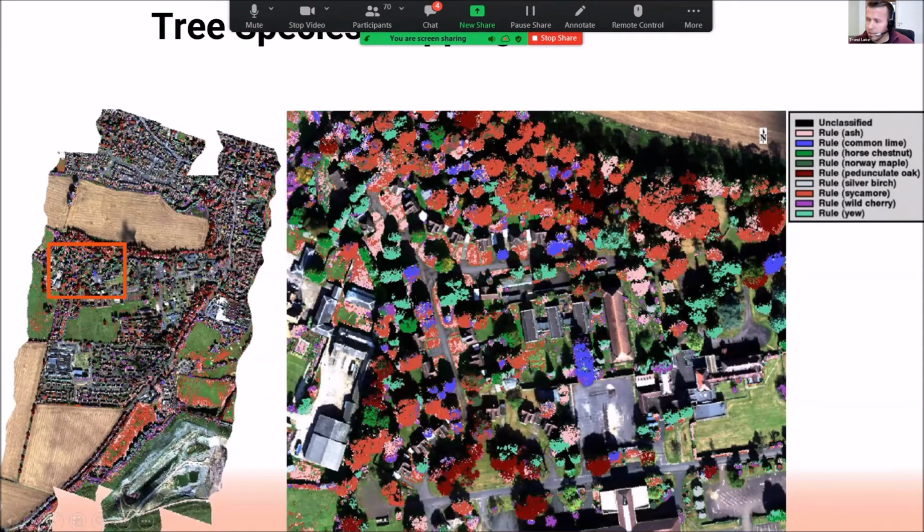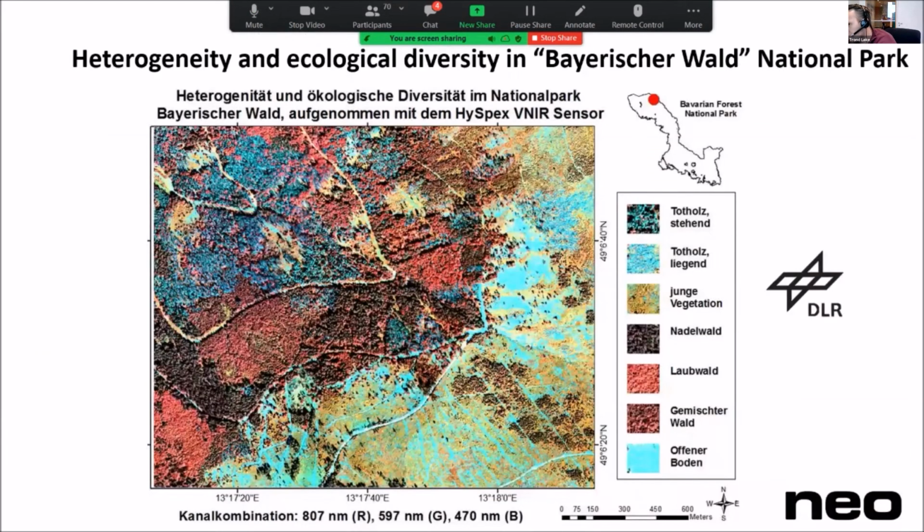Tree species mapping. This is from 2XL. I have some more slides from 2XL in the UK later on. But this is combining spectral algorithms that are doing spectral processing and also machine learning. Same kind of application, but done by DLR in Germany, flown at a higher altitude, a larger scale.